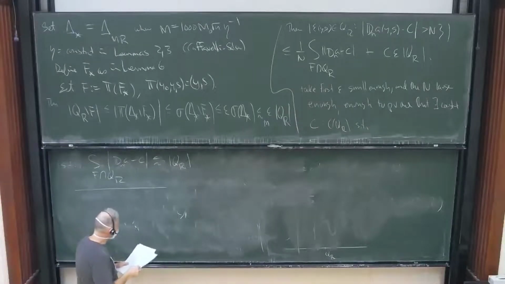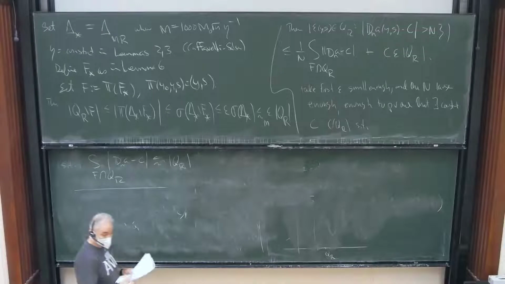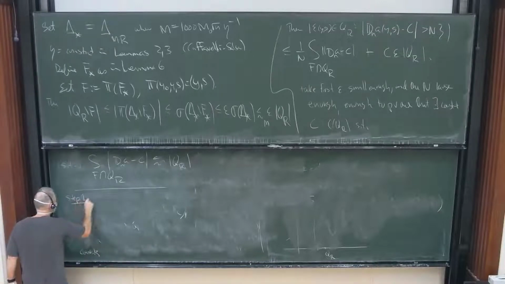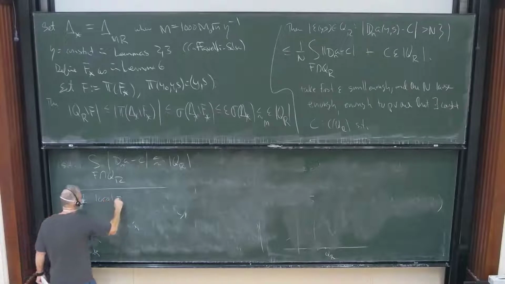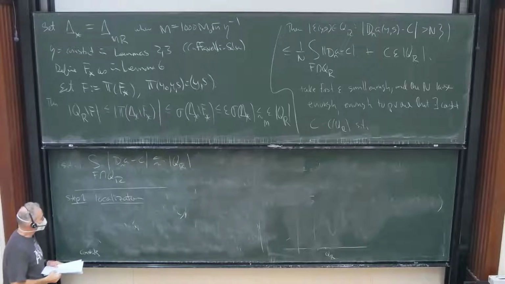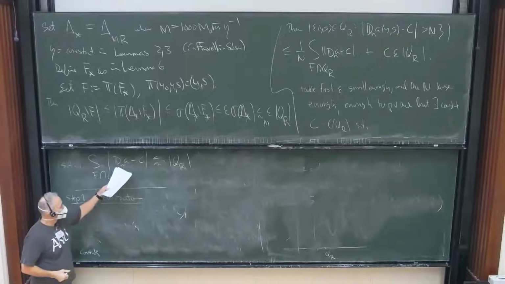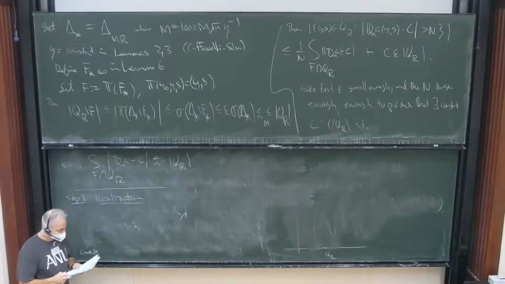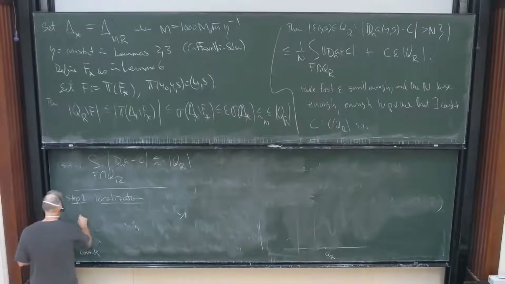All right, so this is what we've boiled things down to. And now the first step to doing this is a localization. Because, of course, this half-order fractional derivative is not a local object. So we want to localize it.